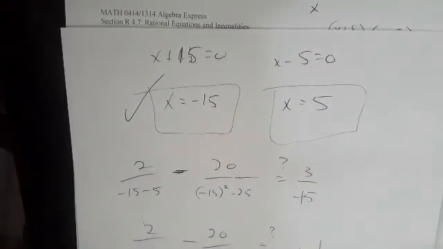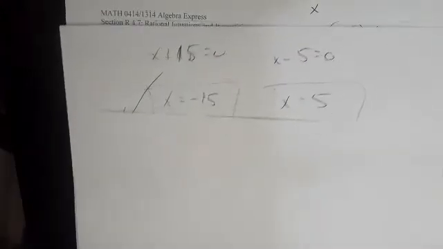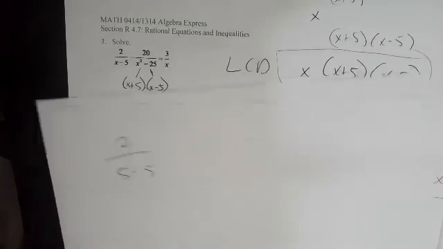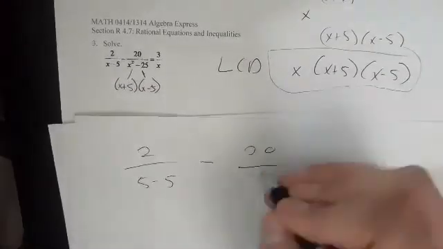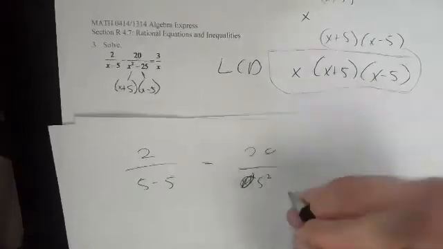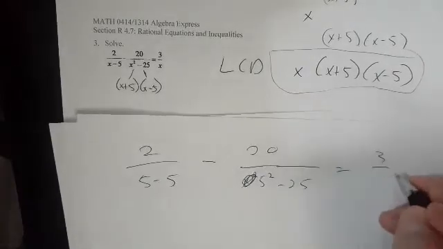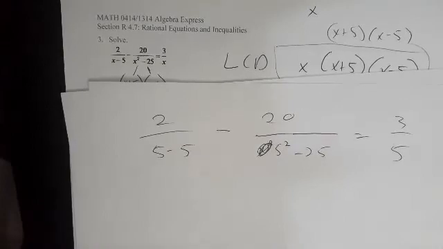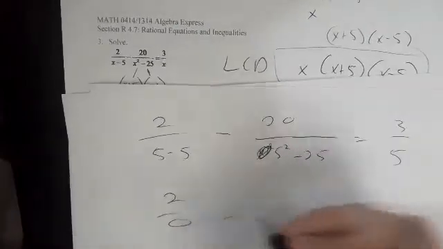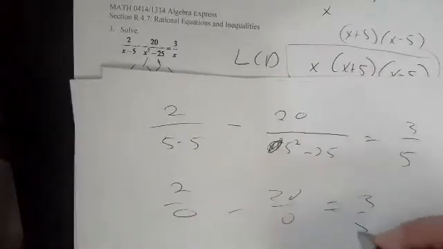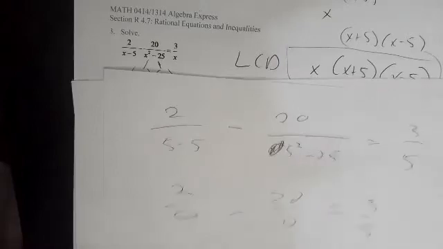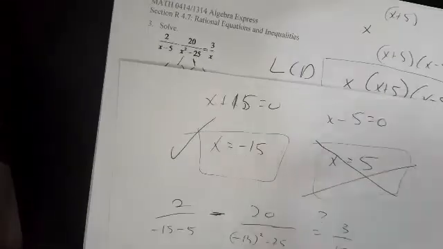All right, so what about x equals 5? I want you to go plug this thing in, see if it checks. 2 over 5 minus 5 minus 20 over 5 squared minus 25 equals 3 over 5. Okay. I don't know how long you want me to stare at this, but this is giving me over 0. This is giving me over 0. This is not going to work. It's giving me an undefined term, something over 0. It does not exist, does not compute. It is no good. This thing is extraneous. We cannot use this.